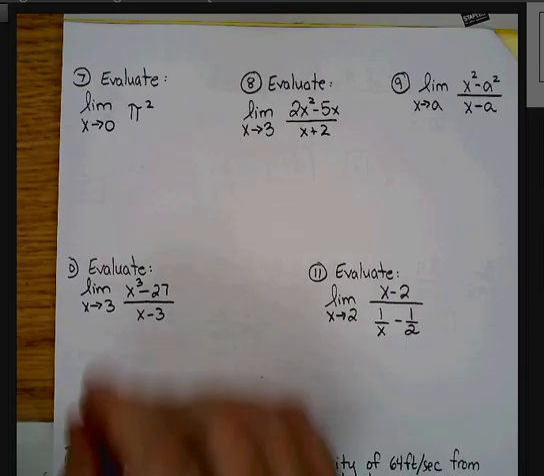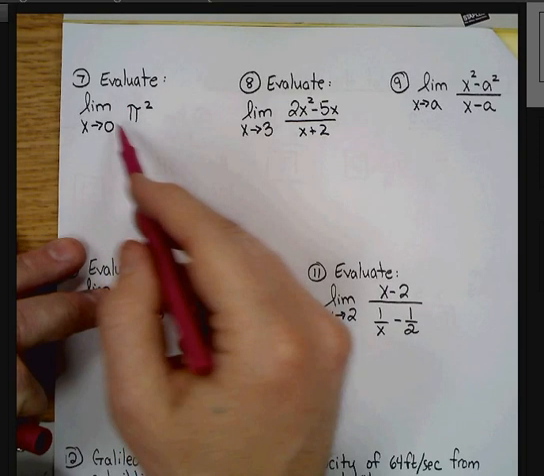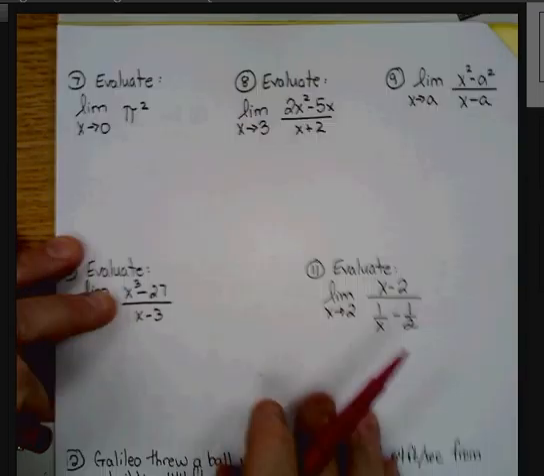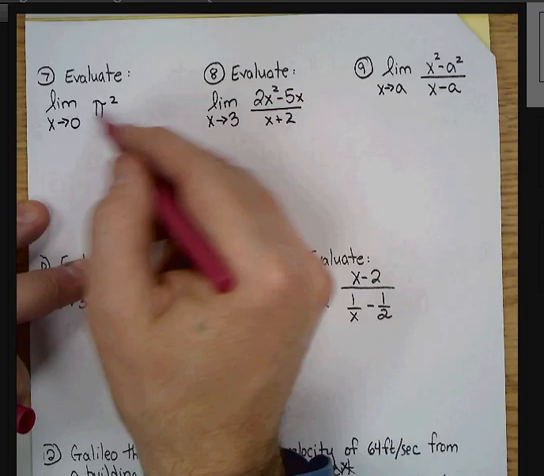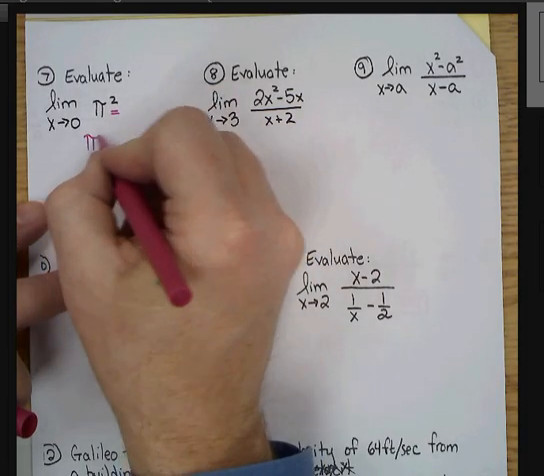All right, here's page 2. On page 2, I have the limit as x goes to 0 of pi squared. Remember that pi squared is a constant. x can go any place it wants to. It's never going to affect this. This answer is just pi squared.